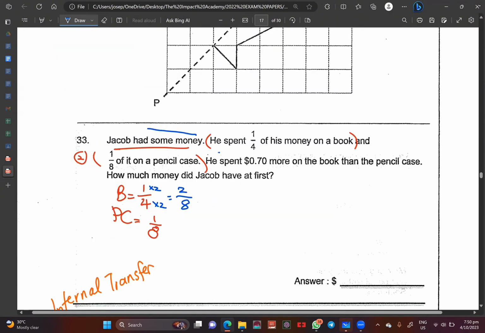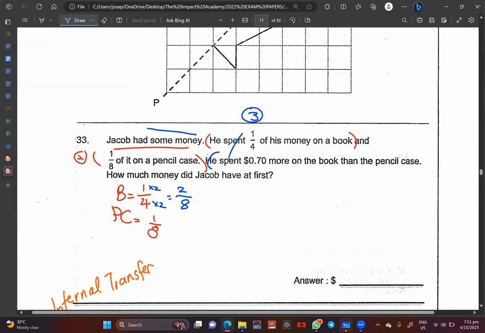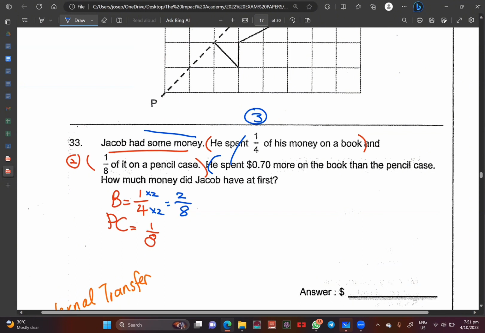Can you go on to sentence number 3? He spent 70 cents more on the book than the pencil case. What does it mean to say more on the book than the pencil case? You can see over here, more on the book. The book is how many units? 2 units. You agree so far? The pencil case is 1 unit, correct?